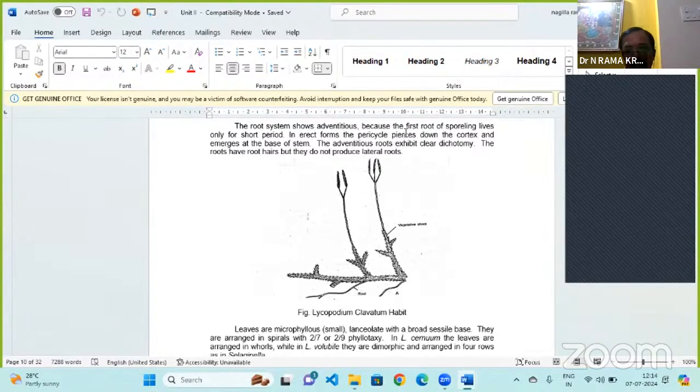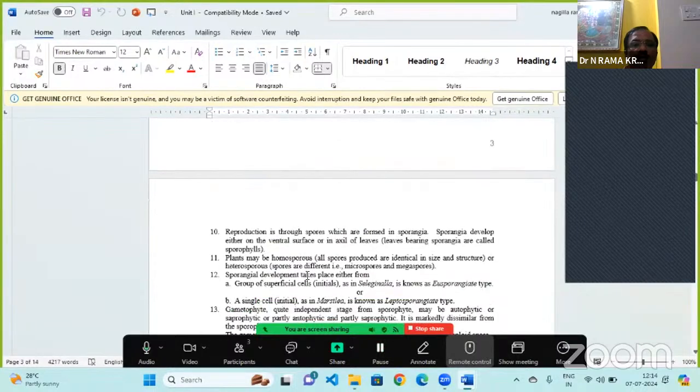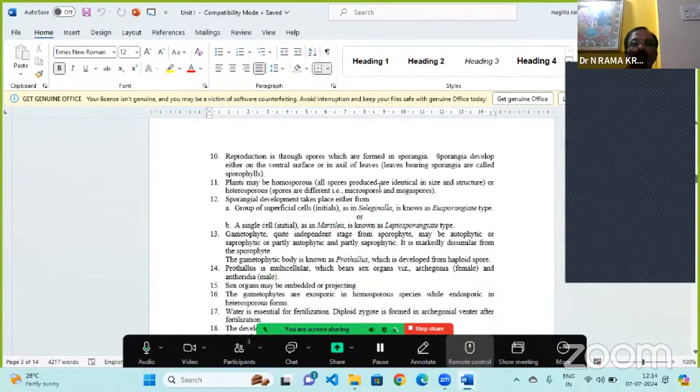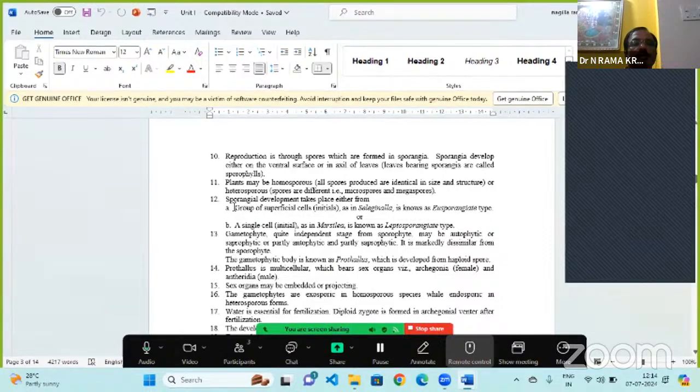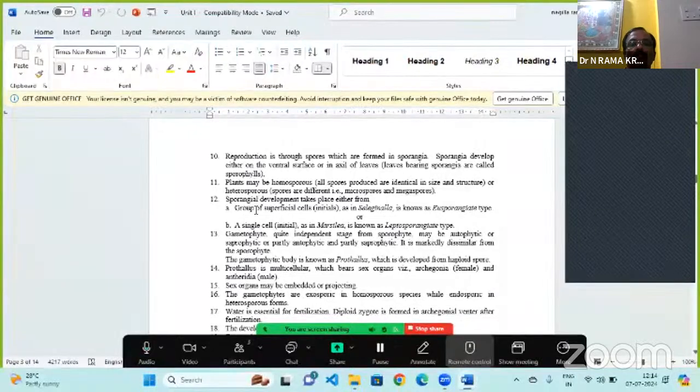Here, in heterosporangia, the sporangia development takes place either from a group of superficial cells, or second, from a single cell. Some books give this as a simple sorus also. For a group of cells, for example, this is the plant.